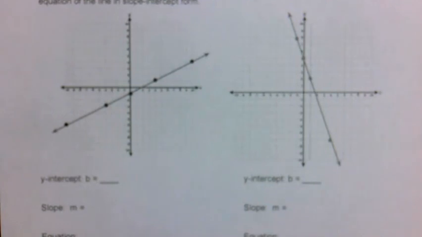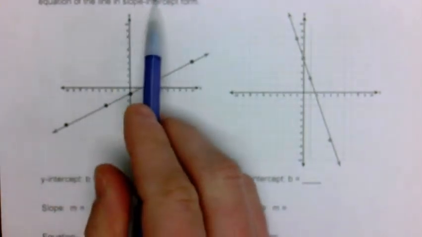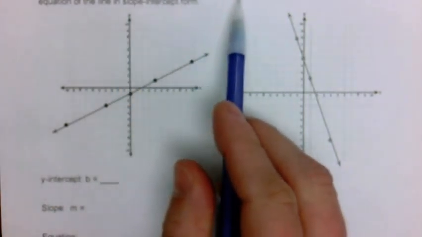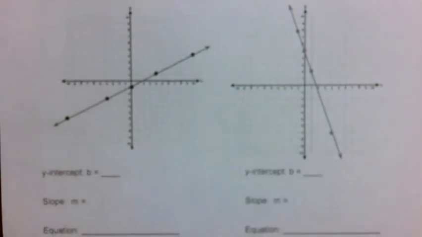And what we're going to want to do in the next examples is for each graph, can you write down the equation of the line in slope-intercept form? In order to do that, we have to figure out what's the slope of the line and then what's the y-intercept of the line. And that way we can write the equation in slope-intercept form.